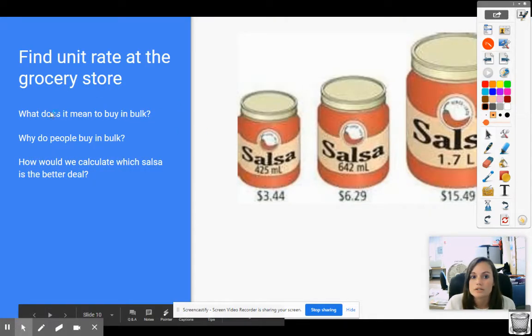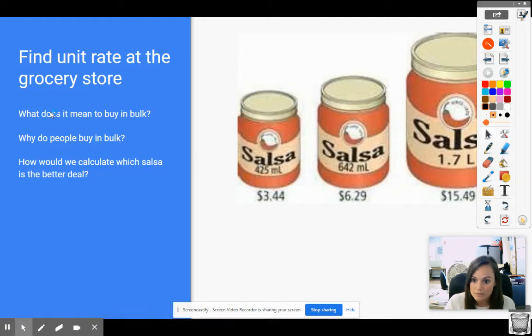When you're at the grocery store, when you buy in bulk, sometimes the cost is higher, but it actually has a lower unit rate. So this jar of salsa, it's the smallest jar of salsa with the lowest amount of milliliters, and then the largest jar of salsa with the most milliliters has the highest cost. But if you actually break down the unit rate, you can see which one's saving you money.